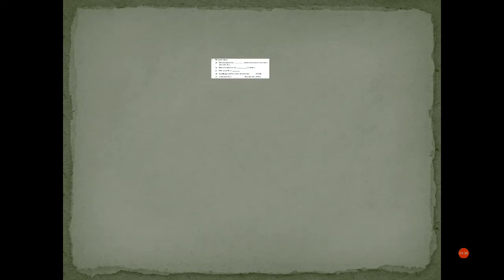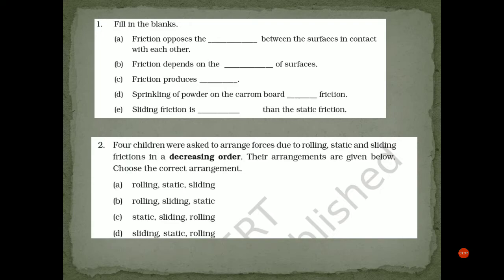Just a minute, I think here we have the second question. Four children were asked to arrange the forces due to rolling, static, and sliding friction in a decreasing order. Decreasing order means the highest is first, then the lower. So highest is static, then sliding, and then rolling. So C is the correct one. That's it. Next one.